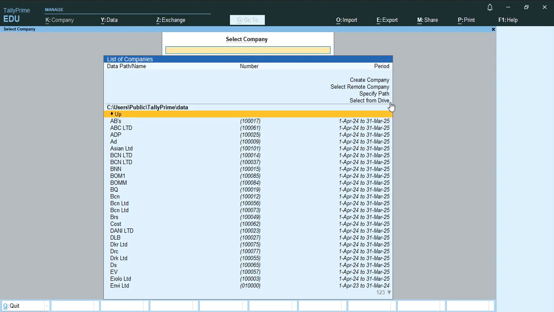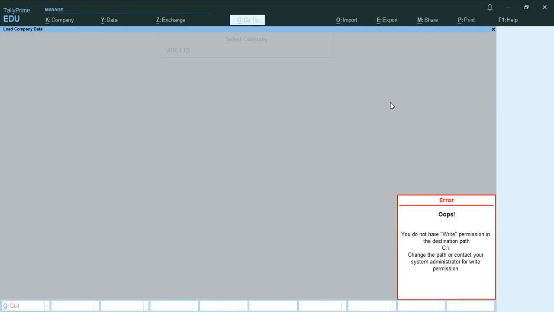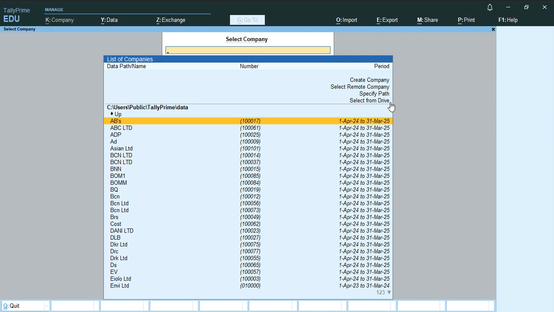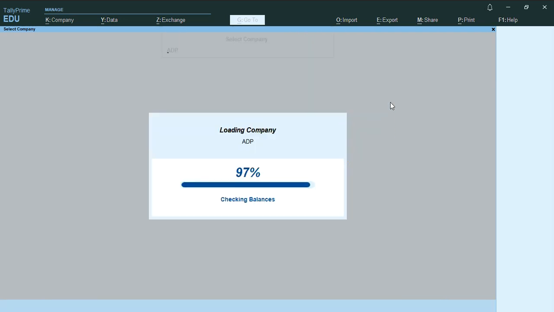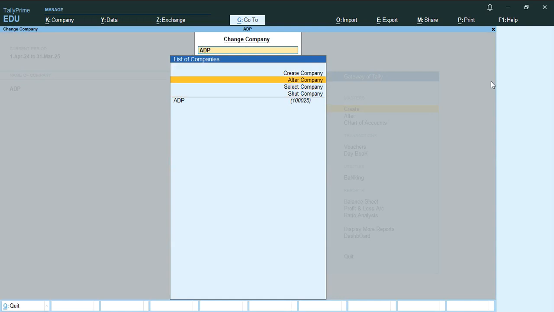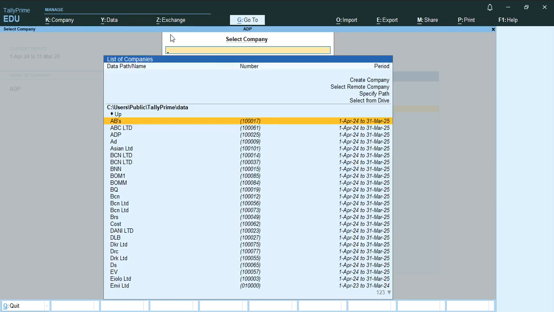So when you open the software, you want to open your previous companies. Okay. Either you can see the list from here straight away, or if you are unable to find the list, just a moment. After opening like this, it will show the gateway of Tally. From here, press F3. Then go here, select a company. Can you see Select Company? Press it. Yeah, here you can search for it.